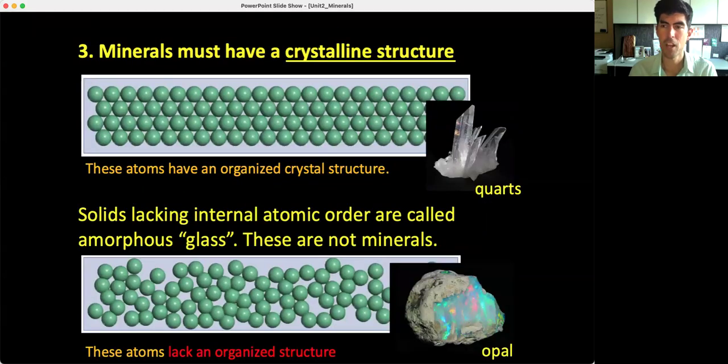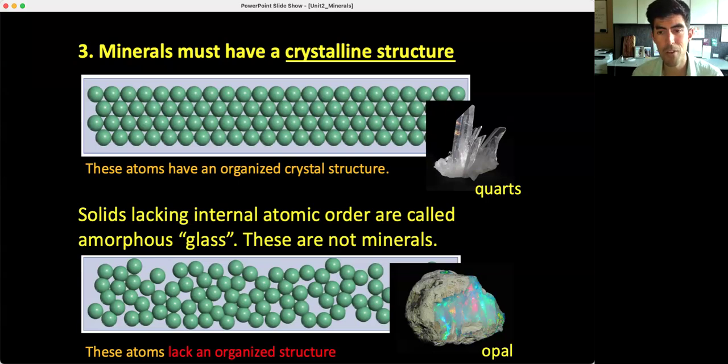Okay, number 3, crystalline structure. What does that really mean? Here's a visual example of it. Here are various atoms in this mineral quartz. They are being organized together in an orderly structure. So we would call this the organized crystal structure for this quartz. Quartz is a mineral. It's going to have this orderly crystalline structure. This is just the pattern of how all of the atoms are bonding together.